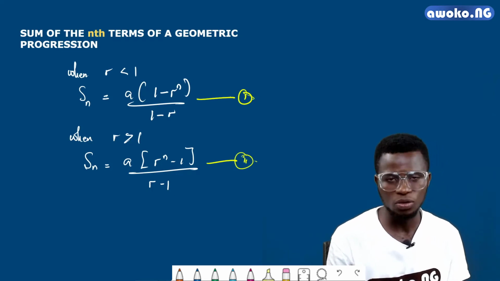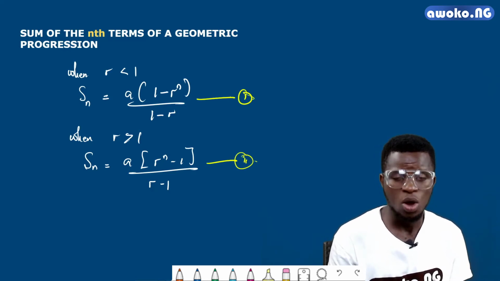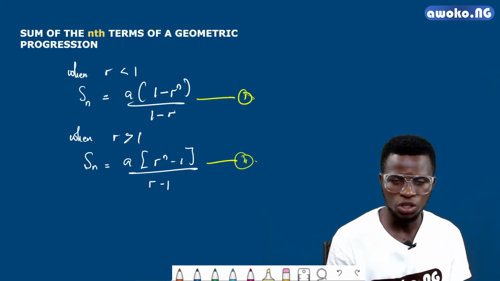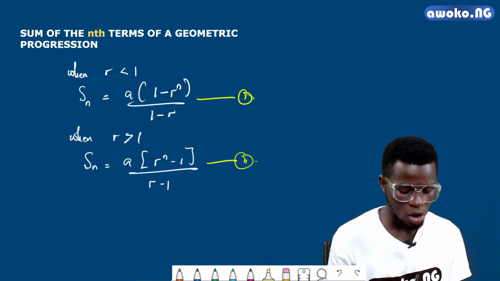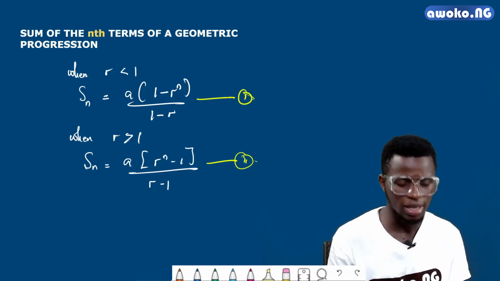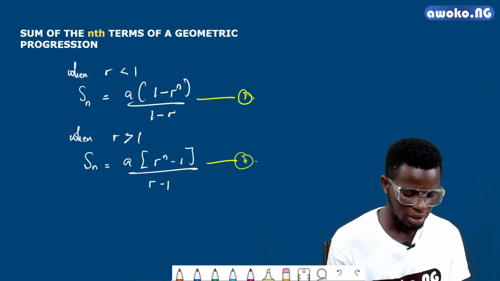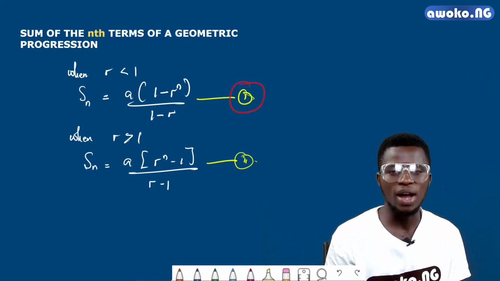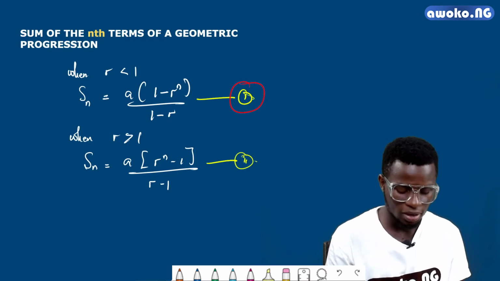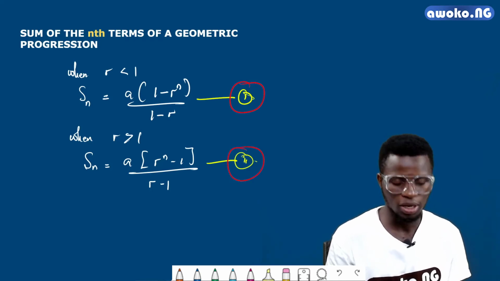So if you're asked to find the sum of the nth term of a geometric progression, the first thing to do is to check what is the common ratio. Is the common ratio less than 1 or greater than 1? If it is less than 1, then the formula to use is the first one, while if it is greater than 1, the formula to use is the second one.